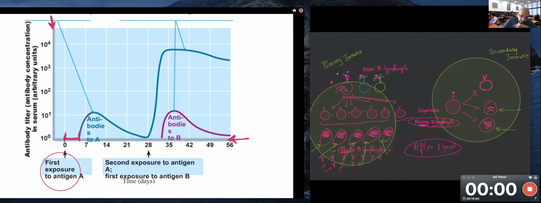I will reach the peak of the production within 3 days after I rise the number of immunoglobulins in the bloodstream. So by day 10 of the exposure, you're gonna reach the peak of the production of the immunoglobulin. Then the immunoglobulins will start to decline. I have a decline after day 10.